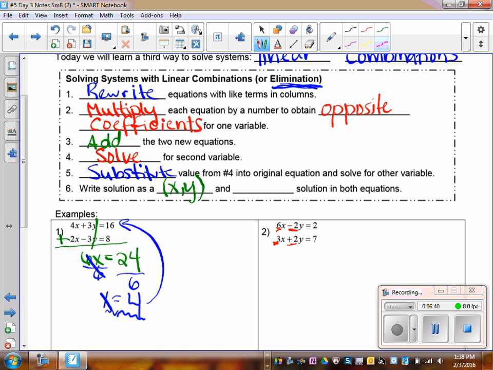Alright, so we write our solution as an ordered pair. And we should check our solution in both equations. We haven't been doing that as much as we should be. You can use your calculator to check it.